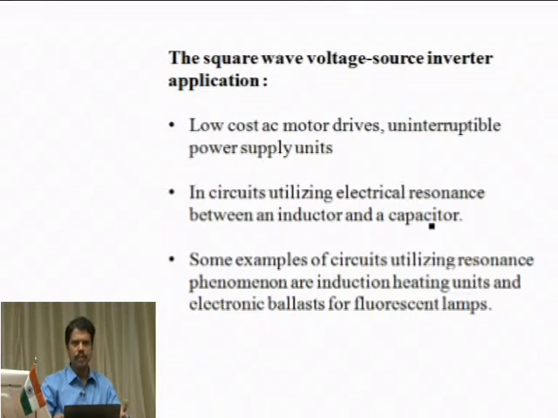In UPS, we already know what happens. Whenever the mains power is there, the battery gets charged. When there is a power shutdown, the DC power from the battery is converted into AC using the inverter. So, these are the applications of square wave voltage source inverters.